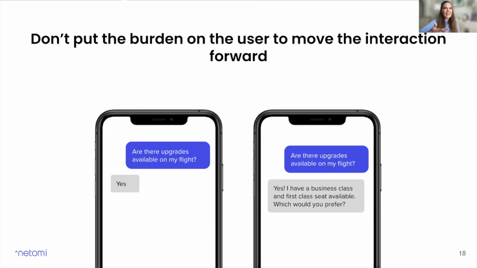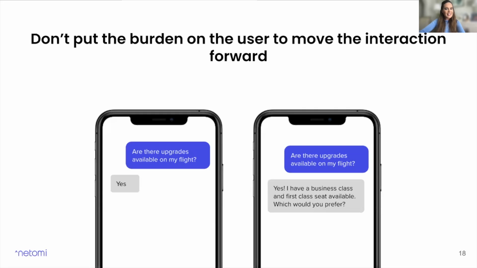So I guess they got the answer to that specific question, but that's not really their intent. That's not what they're looking for. So now they have to think, all right, well, what do I ask next? So instead, we want to design our resolutions so that we are spoon feeding our users the next piece of information, or guiding that conversation forward.